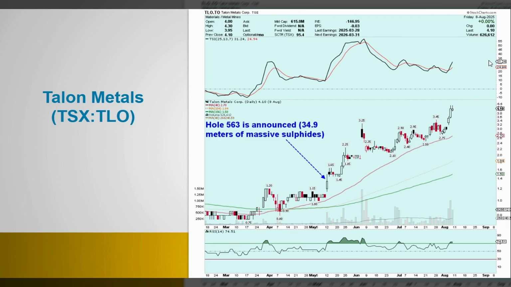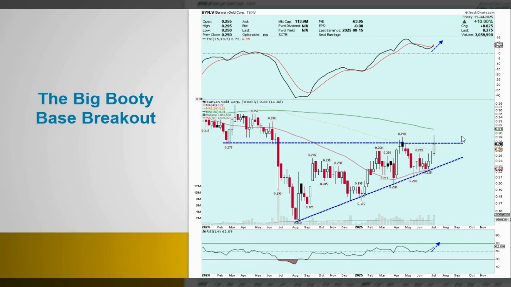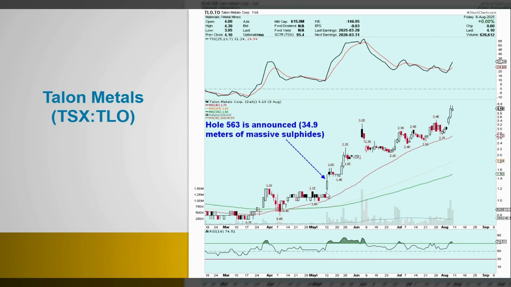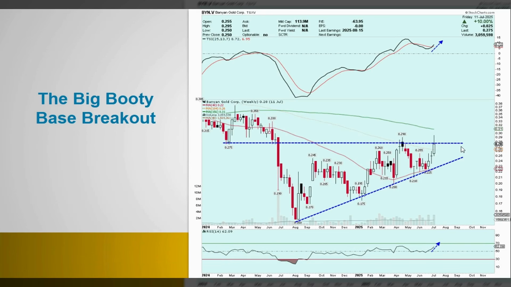And then if we actually zoom to today, this stock is way up. It's over $8 a share, right? So Talon Metals, another really good example of a discovery hole and a breakout on drill results, right? So a technical breakout. The chart is breaking out to new multi-month highs, breaking above key resistance levels on drill results, right? So very bullish setup. We love big bases, the big booty base breakout.